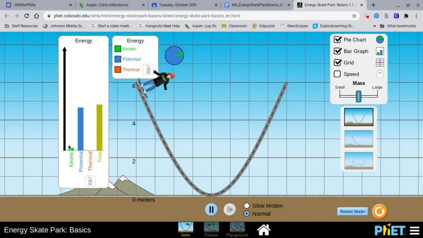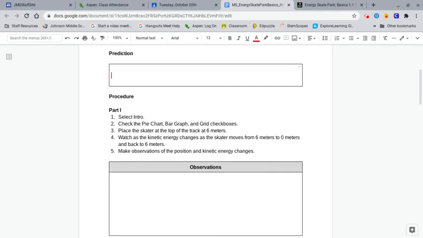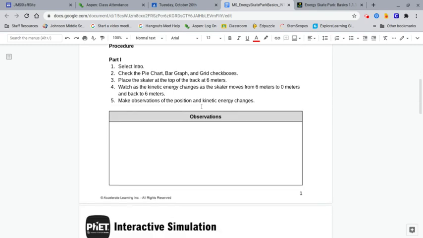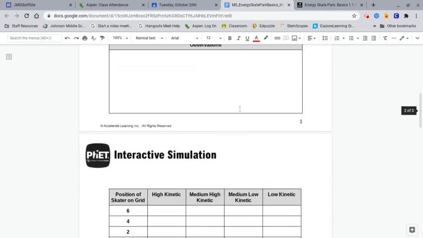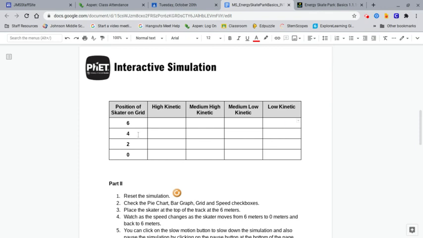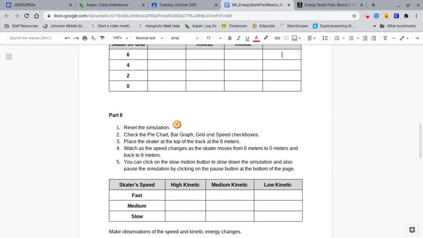Okay? So it's the green kinetic energy for this particular second part of the packet. Make your prediction. Which factors do you think? And then go through one by one. This time, you're going to be making observations about how the kinetic energy changes. Again, it has tables for you to fill out. You'll either put an X here, here, here, or here based upon what you observe. And then you're going to set it to 4 and then 2 to 0. And then again, there's another reset.